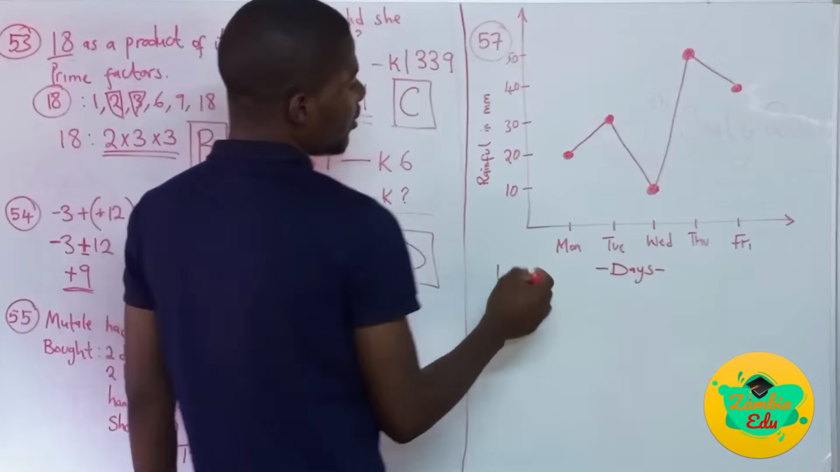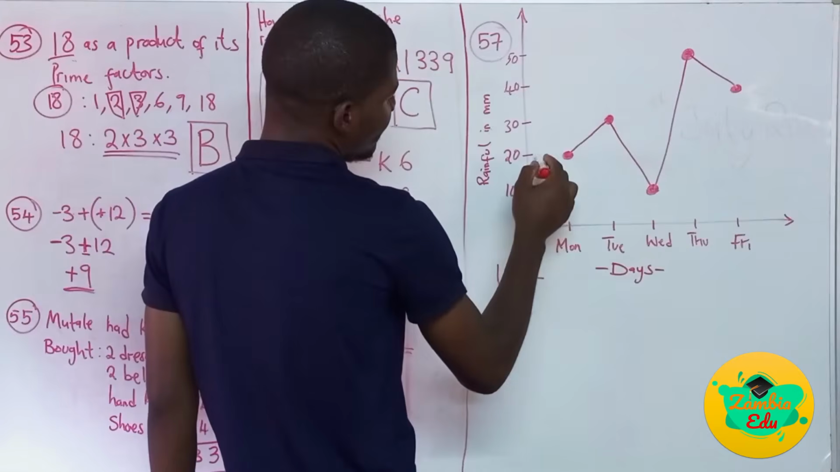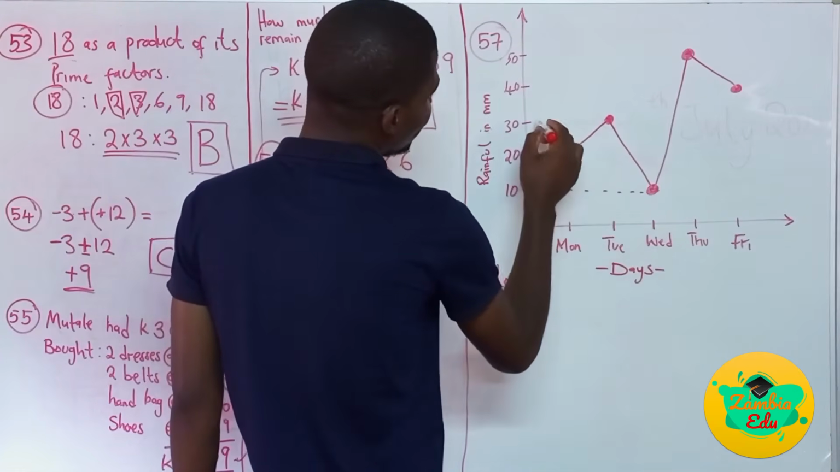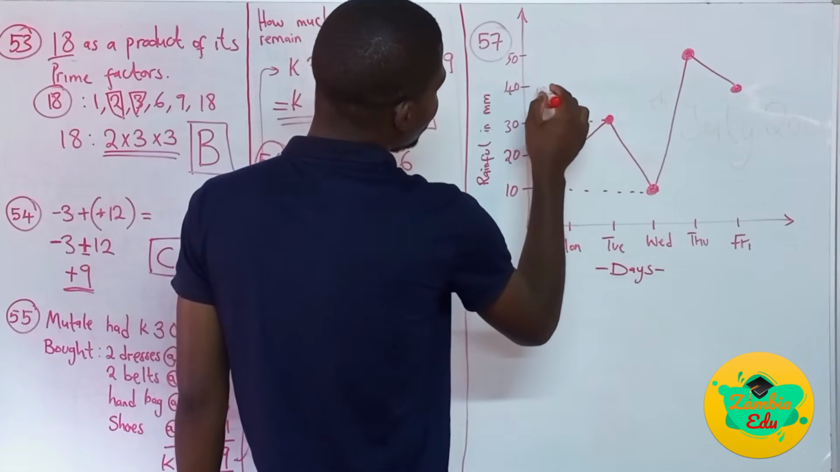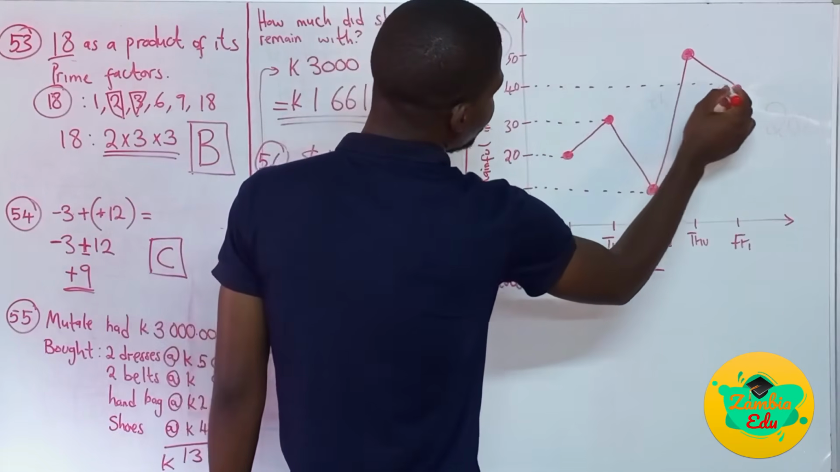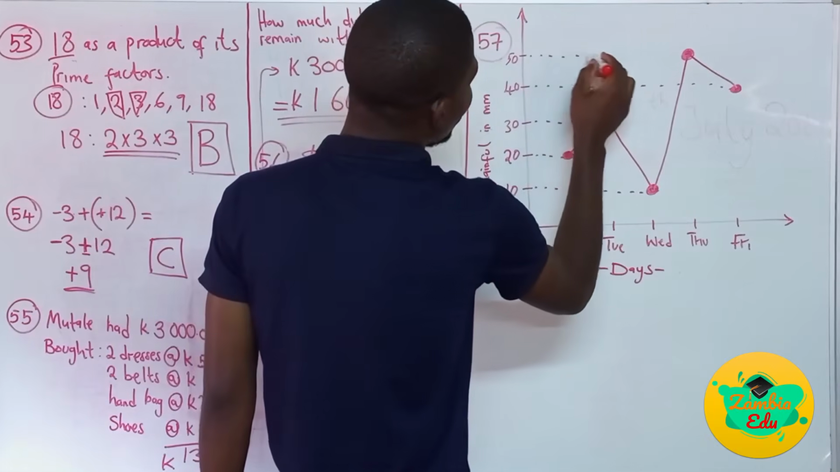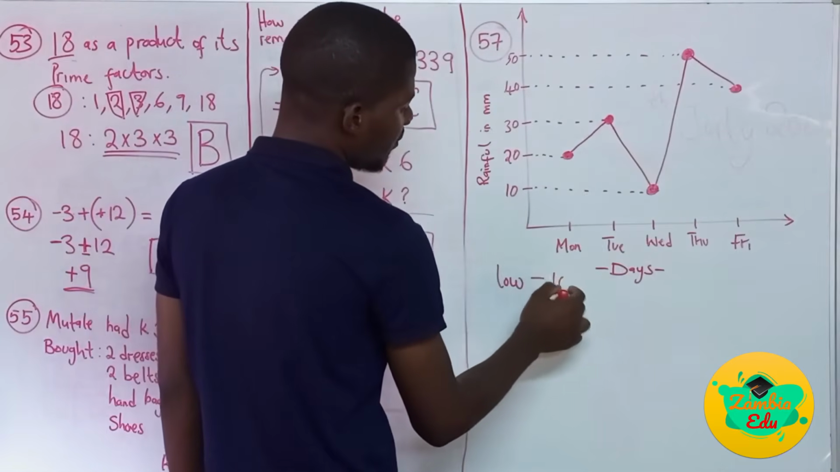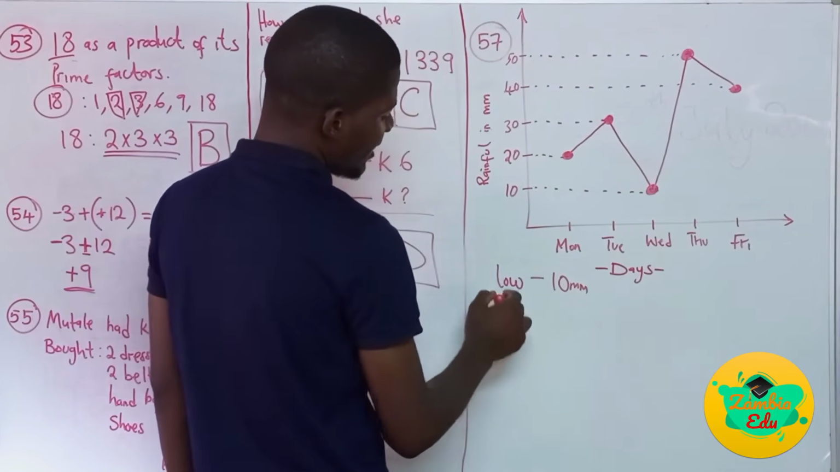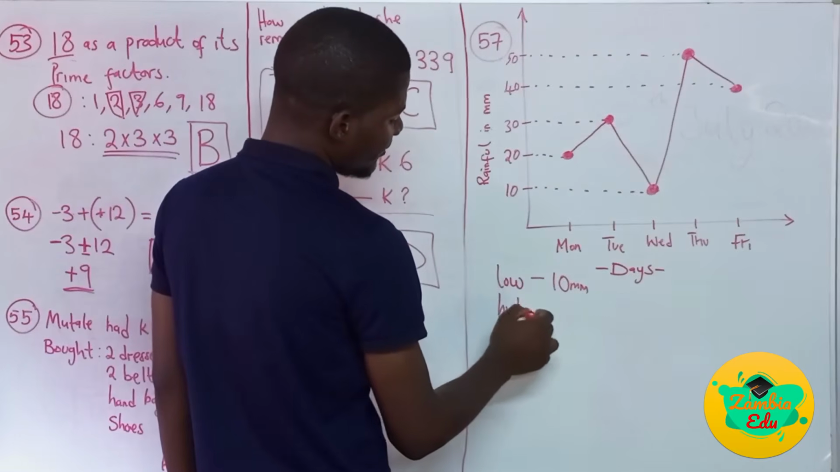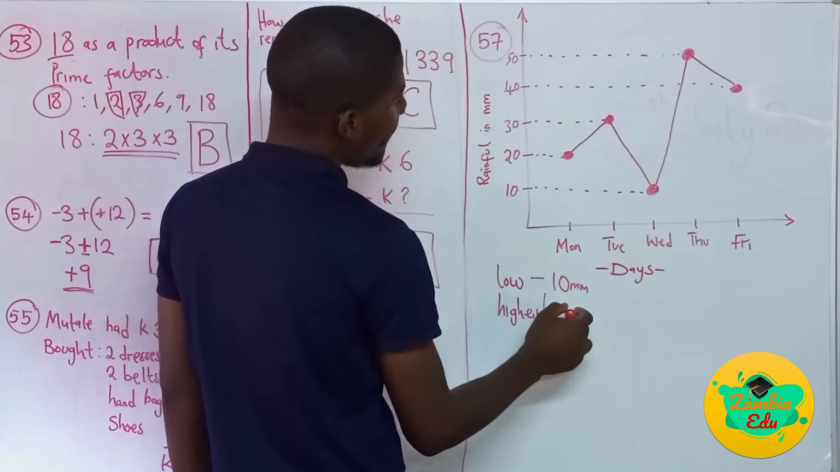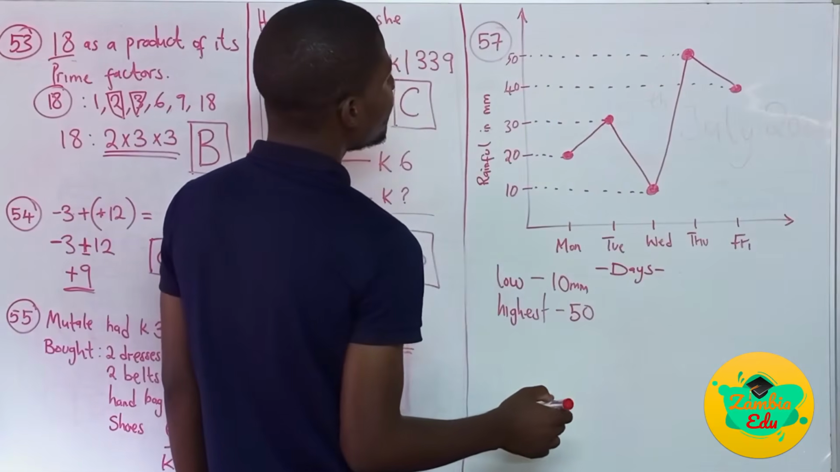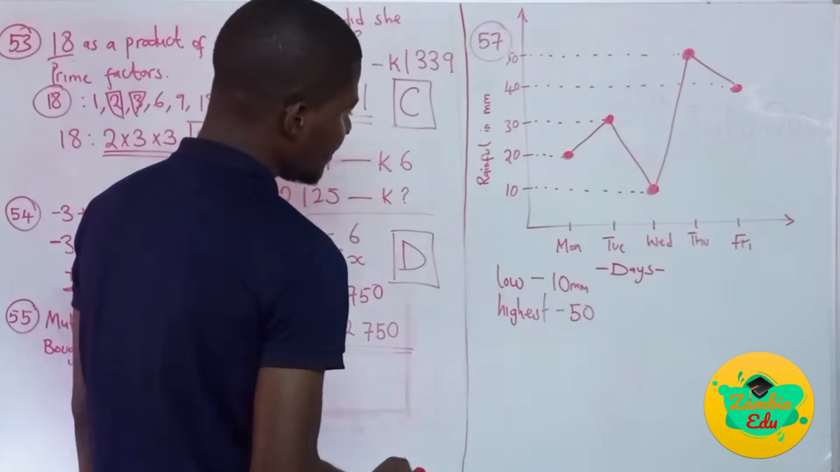So for the lowest, we can see this represents 20, that represents 10, that represents 30, that represents 40, and that represents 50. So from that we can say the lowest amount of rainfall was 10 millimeters, and the highest rainfall was 50 millimeters.